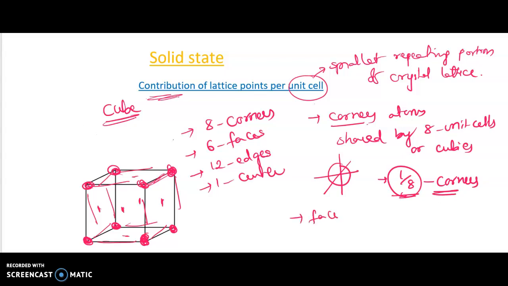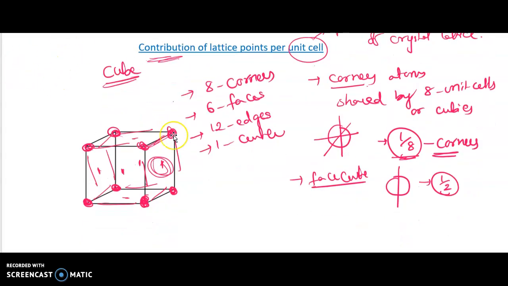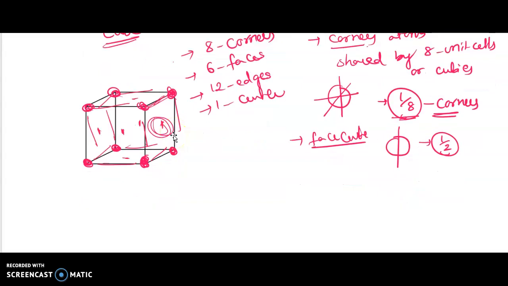Next one, face centers. At each face center, the atom is shared by 2 unit cells or 2 cubes. This is one unit cell and the next one is this one. So the contribution at face centers is 1 by 2. Remember, face centers is 1 by 2 and at corners it is 1 by 8.